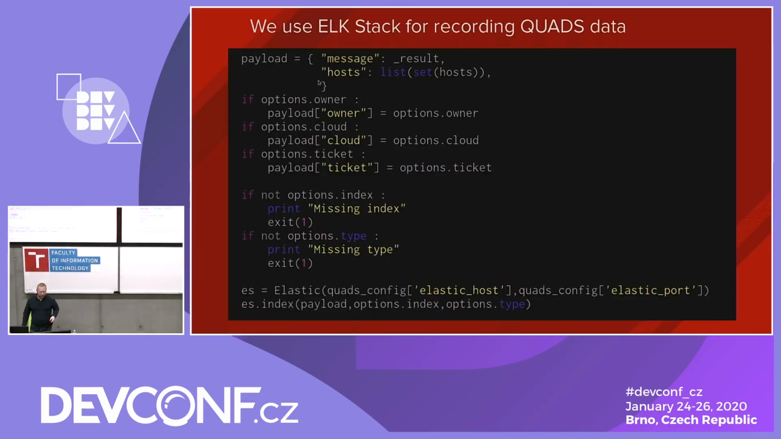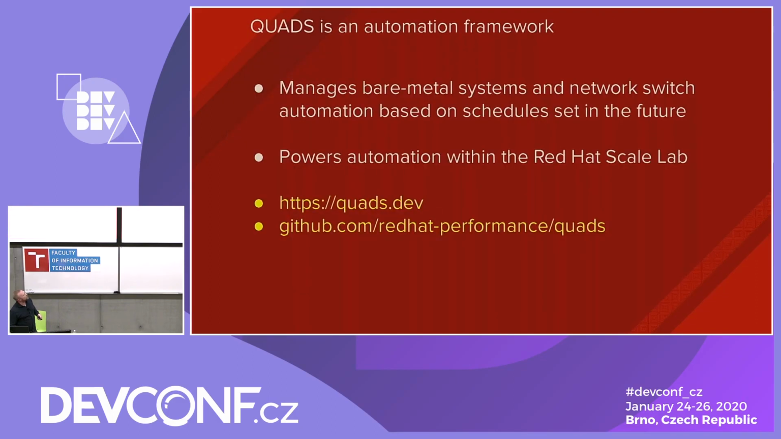So yeah, this is an example at the very bottom where we're calling the Elasticsearch API to send some payload data over to Elasticsearch. And inside of the performance and scale team, we developed an automation framework called Quads, which automates all of the bare metal systems as well as the network switch and network infrastructure provisioning in the future.